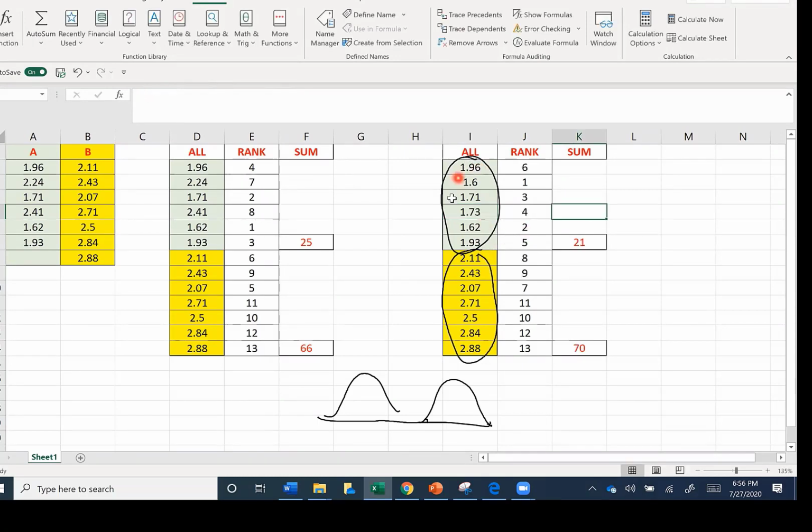1.73. Can you see? In my first sample, all values taken from my first sample will receive the first ranks: 1, 2, 3, 4, 5, and 6. The sample taken from my second population will receive the rest. Then the sum of all of these values will be 21, and the sum of all of these values will be 70.